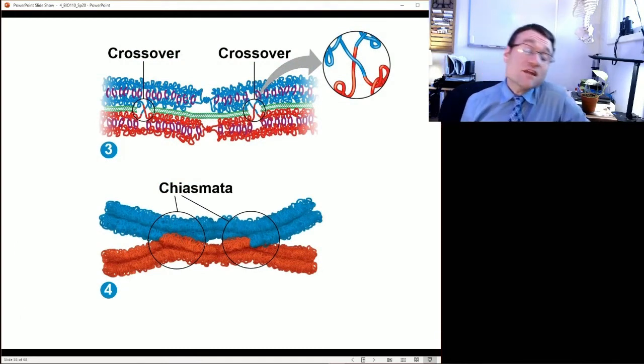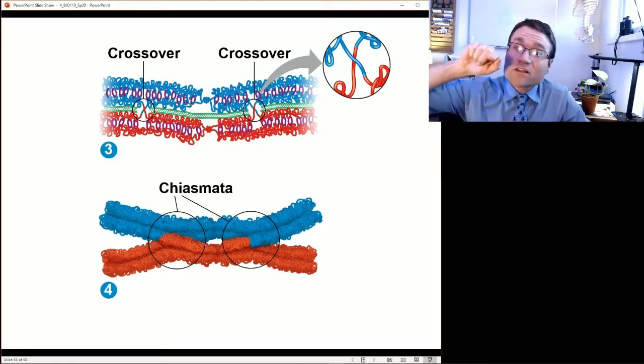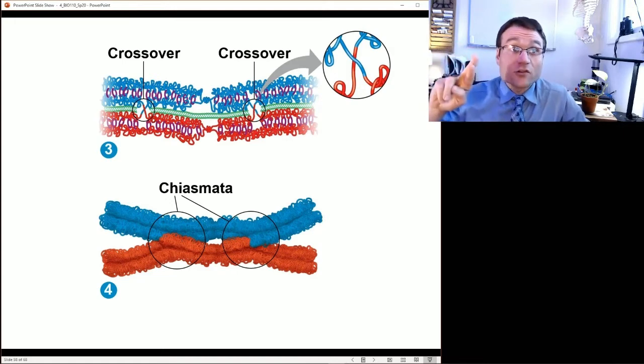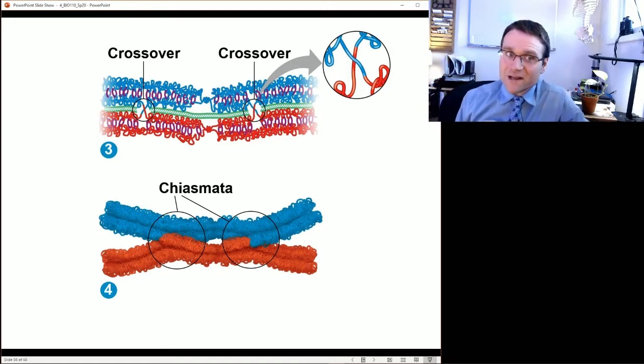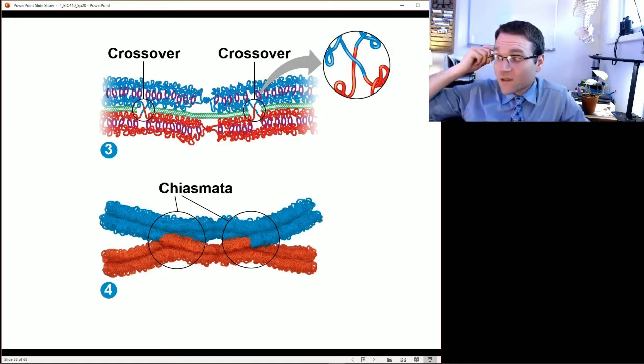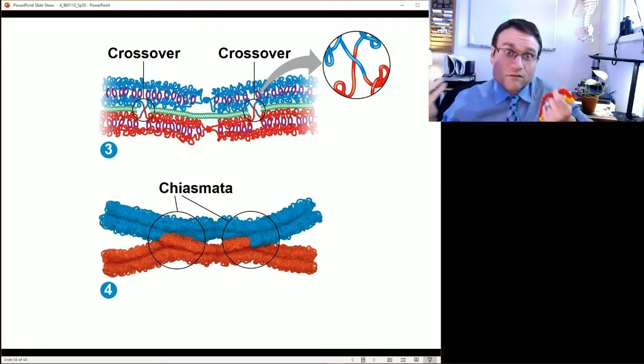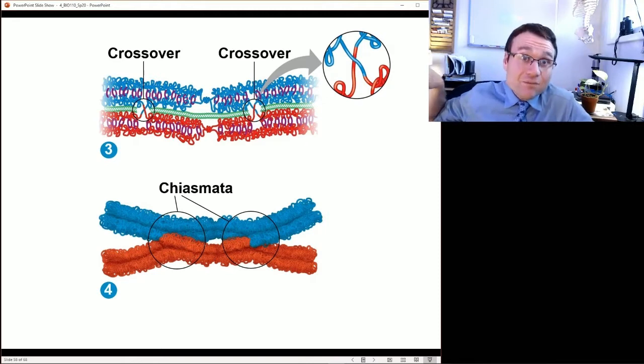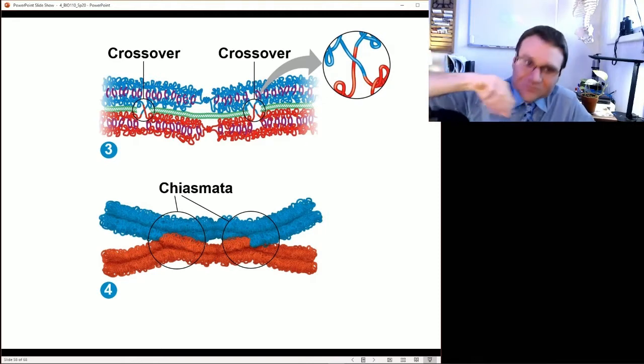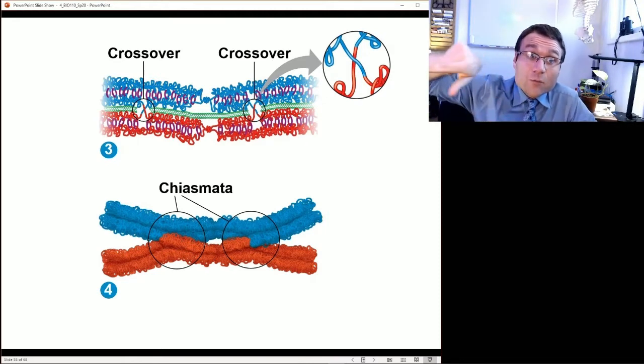This is an image of crossing over in action, so you can see the 2 sister chromatids lined up right next to each other, and then these points of crossing over, we call them chiasmata, but chi is the Greek letter X, so they're crossing. So it's chiasma, so it's crossing over. And we're just going to exchange segments of DNA.